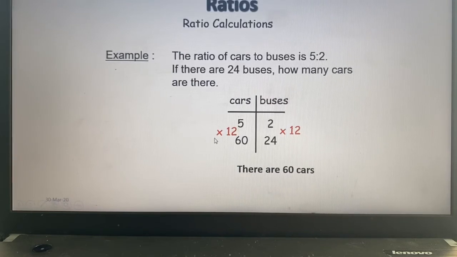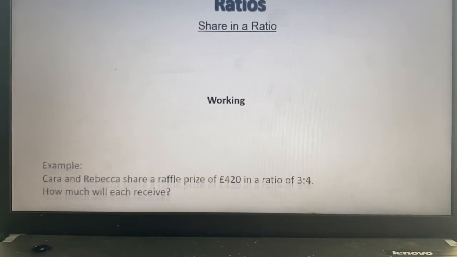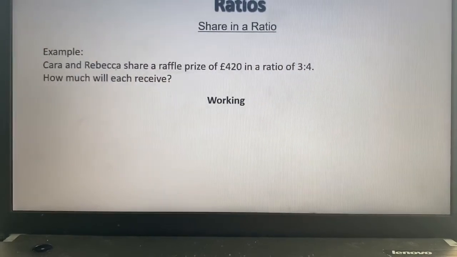Okay, so that's how we use ratios to work out missing bits of information. The other way to use ratios is where we want to share in a ratio. So rather than just taking one quantity, one amount, we're splitting it in a certain way, in a certain ratio. Okay, so if we look at an example, that is the easiest way to think about this.